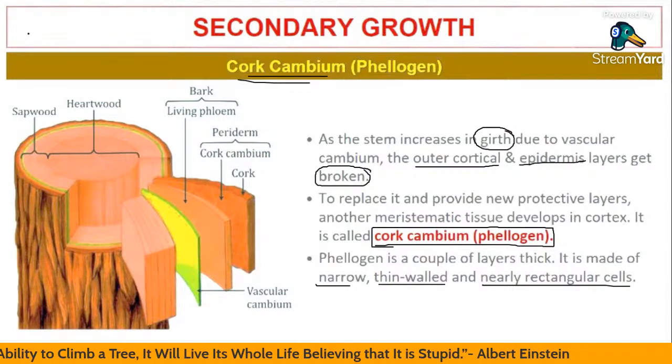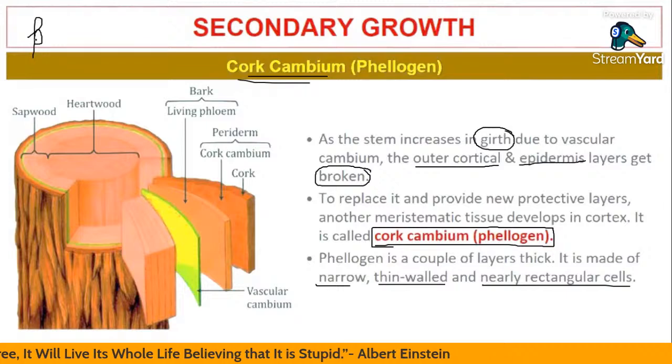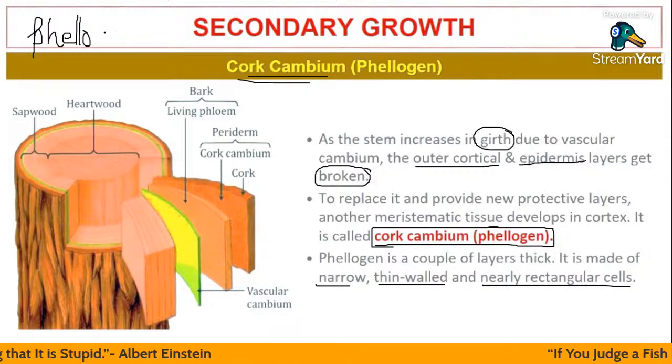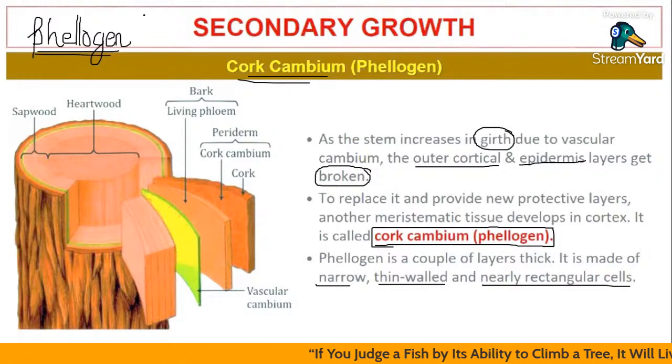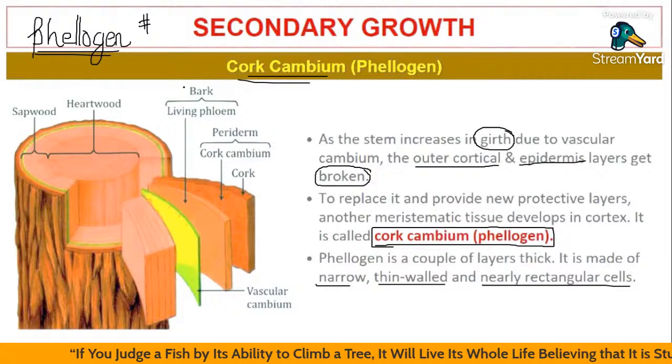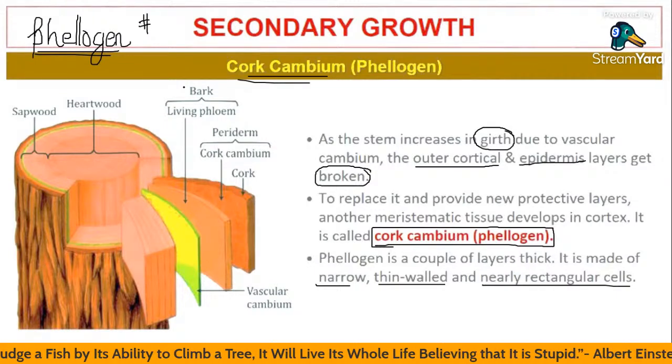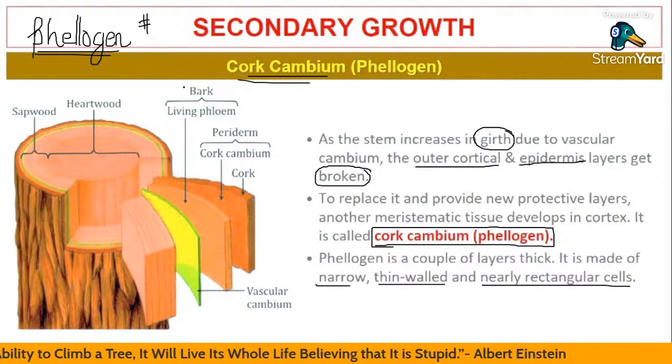Done? So just remember the term phellogen. Bookmark this term right now. What is phellogen? It is cork cambium. Okay, it is actually cork cambium.